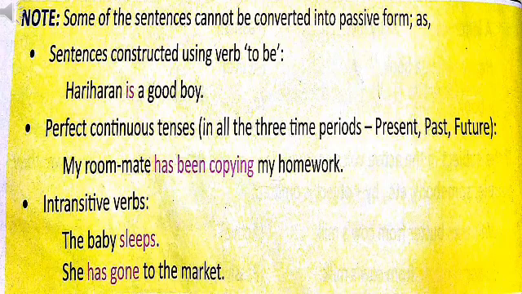And the sentences which are constructed using verb to be are also not changed into passive voice. For example, Hariharan is a good boy. Here in this sentence this is construction of to be, so this sentence will not be changed into passive voice. And the sentences which have intransitive verbs, for example, the baby sleeps, he has gone to the market, these kinds of sentences are also not changed into passive voice.